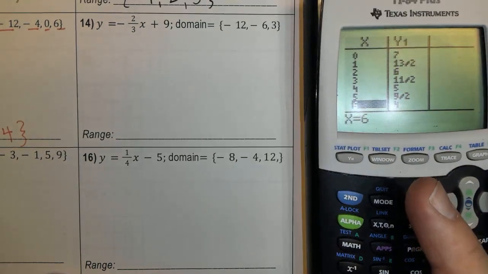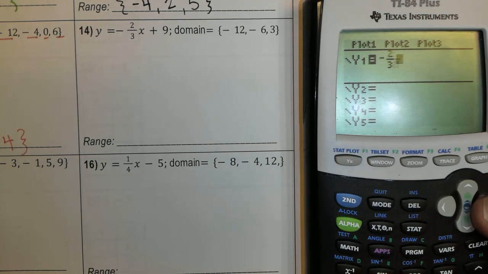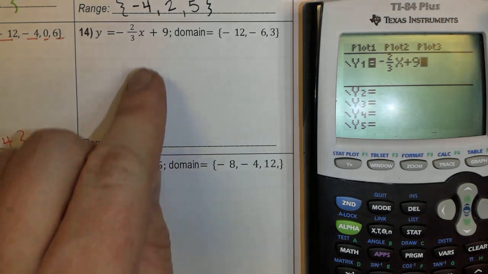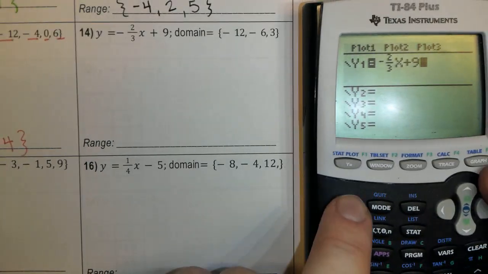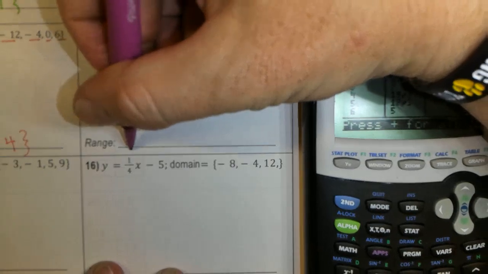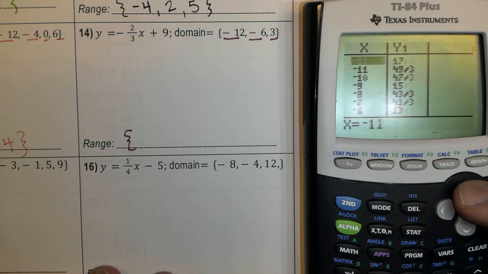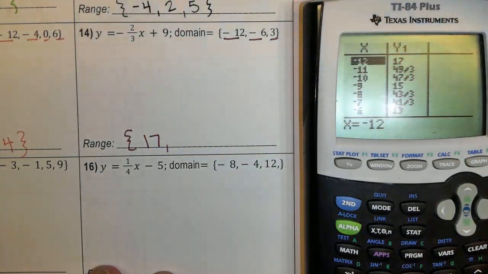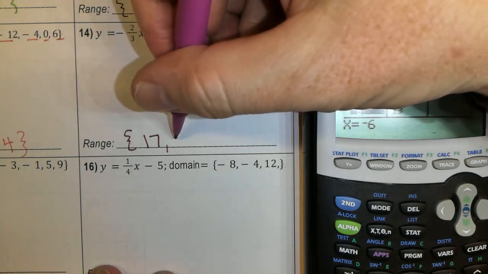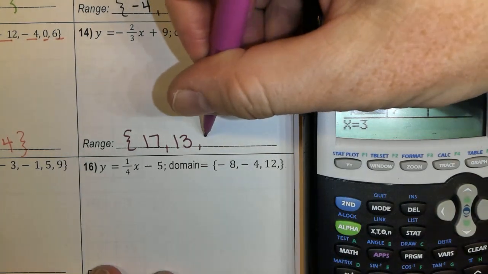All right. 14, I got another fraction, so I'm going to type this one in again. Negative 2 over 3x plus 9, that is my equation here. That looks the same, so second graph. And this time I am looking for negative 12, negative 6, and 3. Okay, so I'm going to go ahead and do my fancy bracket and go find negative 12. 17. Negative 6 is 13. And 3 all the way down 7.